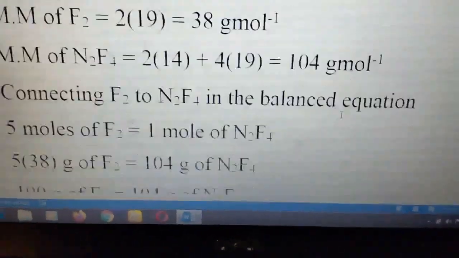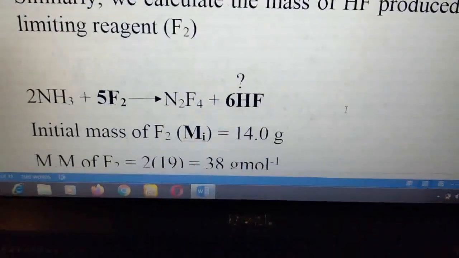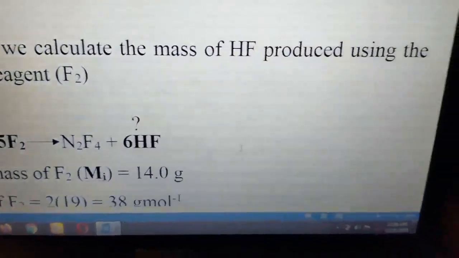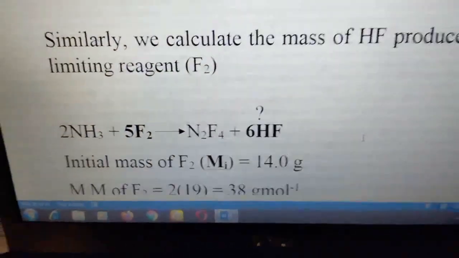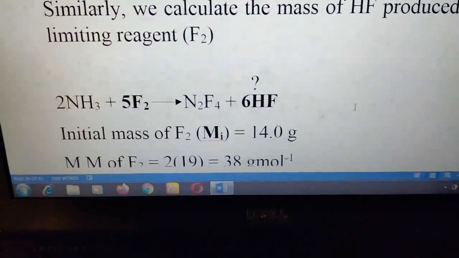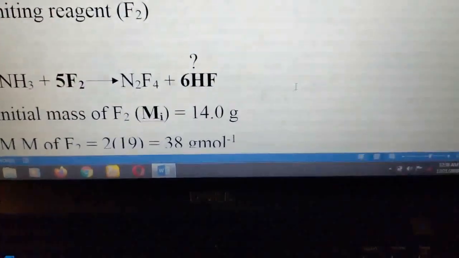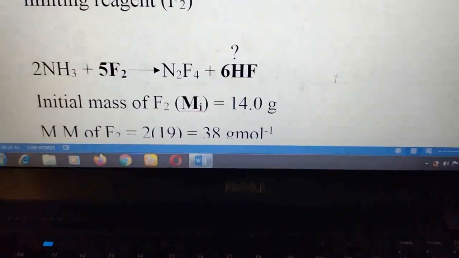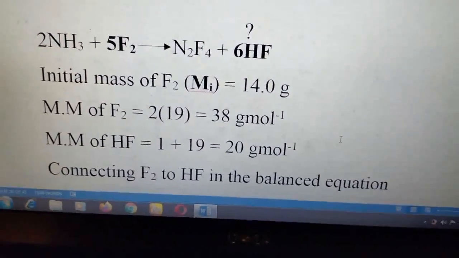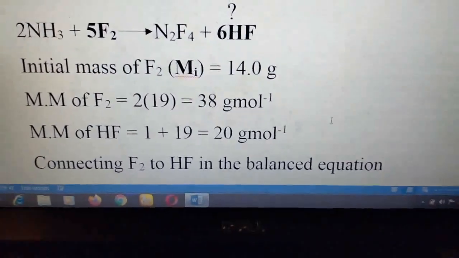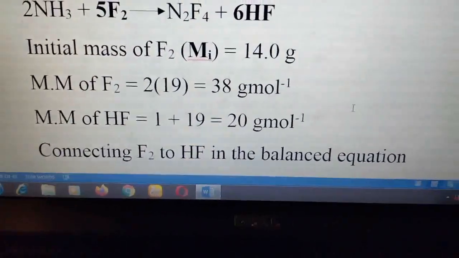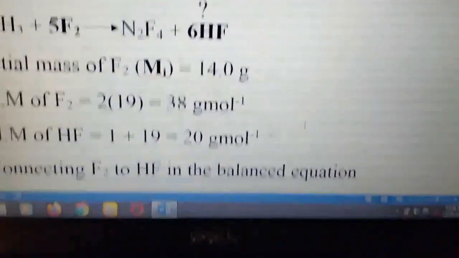Then the next is to find the mass of the other product, which is hydrogen fluoride. Similarly, we calculate the mass of hydrogen fluoride produced using the same limiting reagent, because its mass was depleted in the reaction. We still connect the same fluorine to hydrogen fluoride. Now, the unknown is hydrogen fluoride. So the initial mass of fluorine is also the same 14.0 grams. The molecular mass of fluorine, as done several times, is 38 grams per mole. We'll now find the molecular mass of HF, which is 1 for hydrogen plus 19 for fluorine, giving us 20 grams per mole.